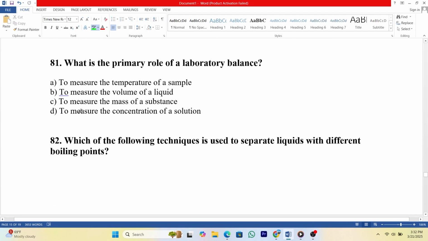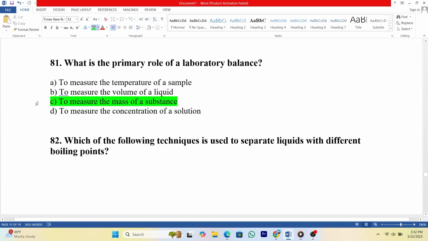81. What is the primary role of a laboratory balance? A. To measure the temperature of a sample. B. To measure the volume of a liquid. C. To measure the mass of a substance. D. To measure the concentration of a solution. Answer: C. To measure the mass of a substance.